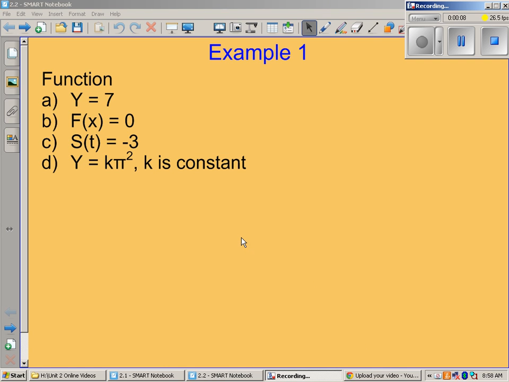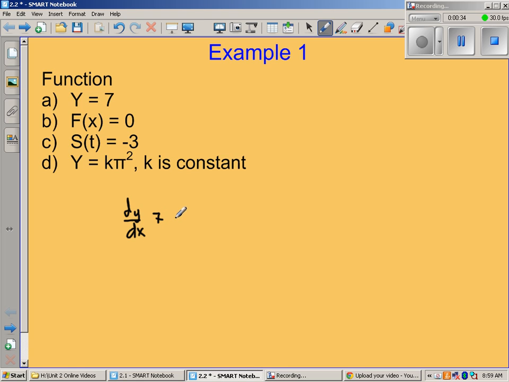What I would like to talk about is, hopefully, we have learned the shortcut from the previous section, and if we haven't, we can still go through all of that. But what we know is that if we take the derivative of a constant, we end up getting 0. So I could write the derivative of part a, dy/dx of 7, and that will just equal 0.